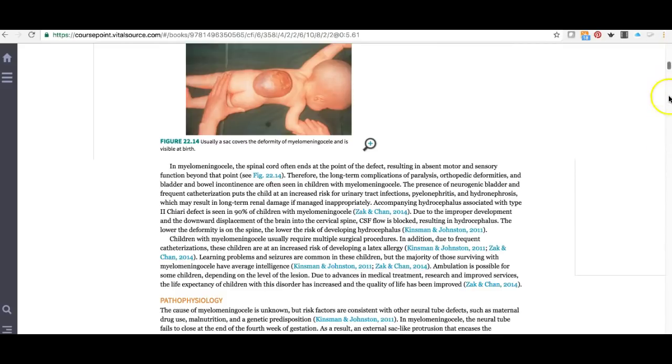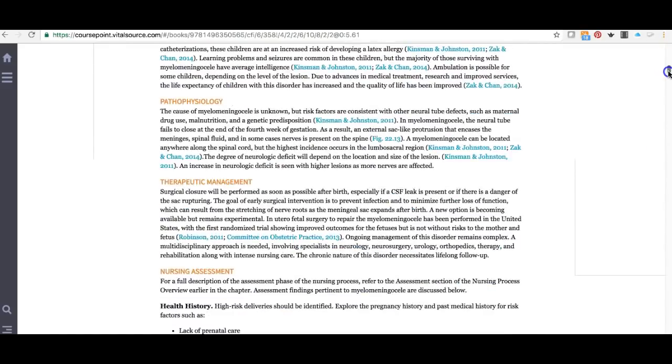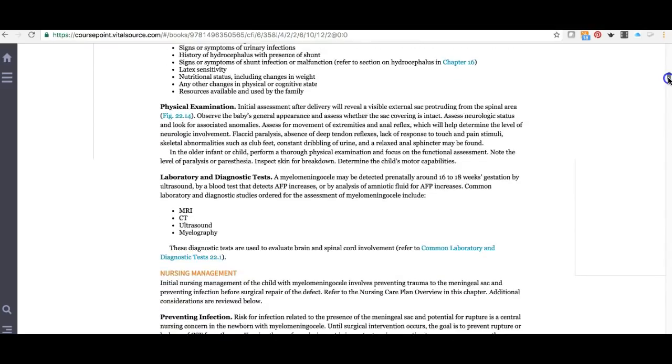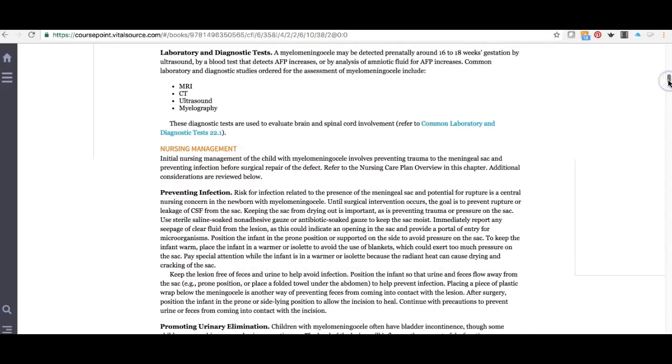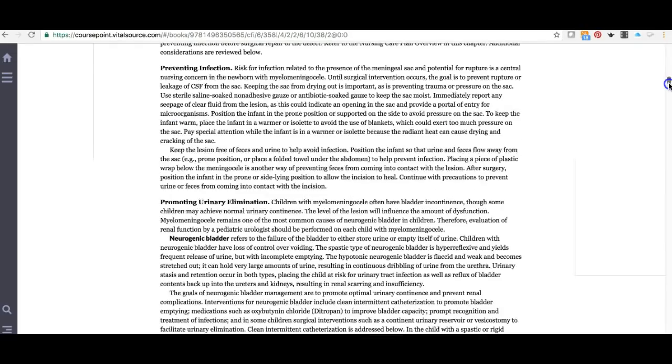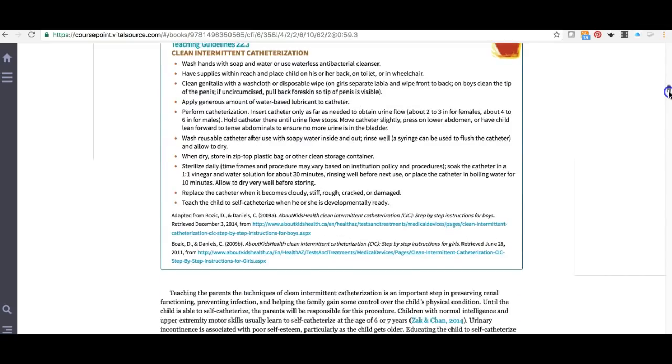Okay, so I want you to read through the section on spina bifida. Lots of good information. Spina bifida patients, again, have varying degrees of spina bifida. They can have bladder control or maybe not have bladder control. If they don't have bladder control, then they are self-cathers. Okay, and here's some teaching guidelines for intermittent catheterization.